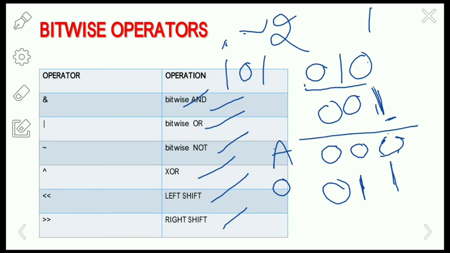And for the XOR operation, it is going to give the value 0 if both the bits are same, otherwise it will give 1. Here the values are different, 0 and 1, and here also 1 and 0 are different, so the answer will be 1. And here the bits are same, so it will be 0. So that is the XOR operation.